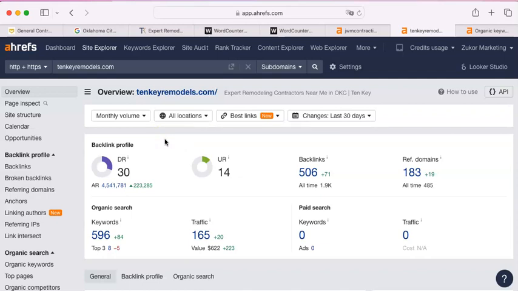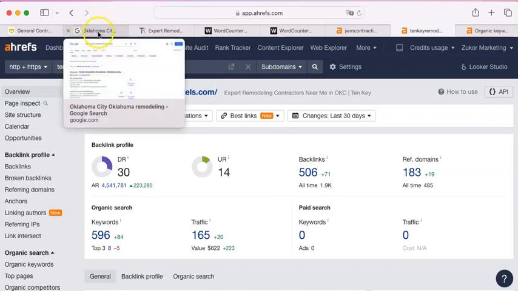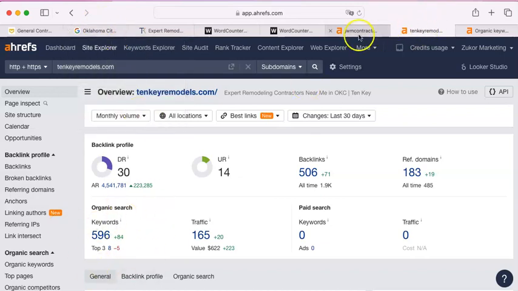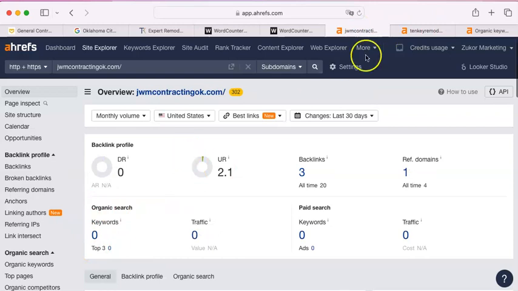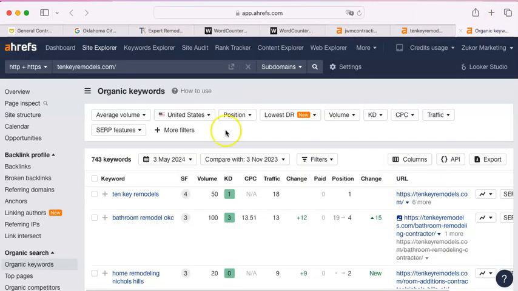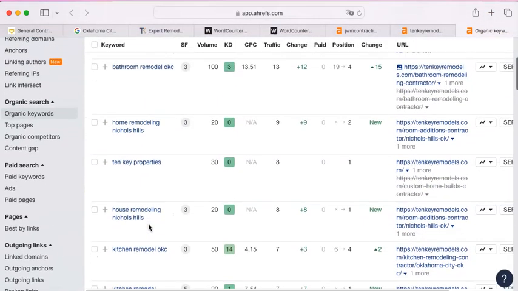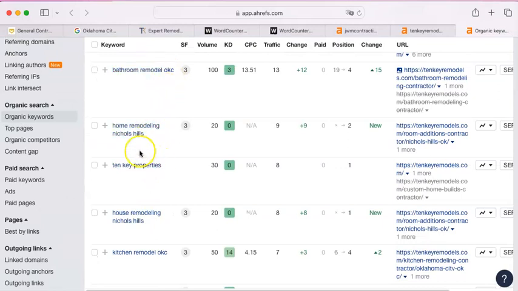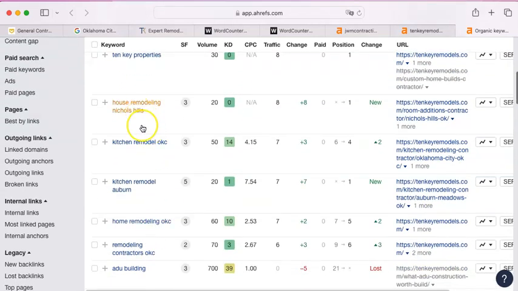It's a word search. I mean, that's exactly what it does. It doesn't search pictures. It doesn't search customer satisfaction. It doesn't do any of those metrics. All it does is look at words, really. At 596, you have a little bit of catching up to do from 0, and I'm going to show you what their keywords are. Now, obviously, we can eliminate anything that has their actual name in it, but bathroom remodel, home remodel, Nichols Hills, I assume, is somewhere in your service area. House remodeling, Nichols Hills, kitchen remodel, OKC. You can see that there's a lot of difference here, but they're all very similar.